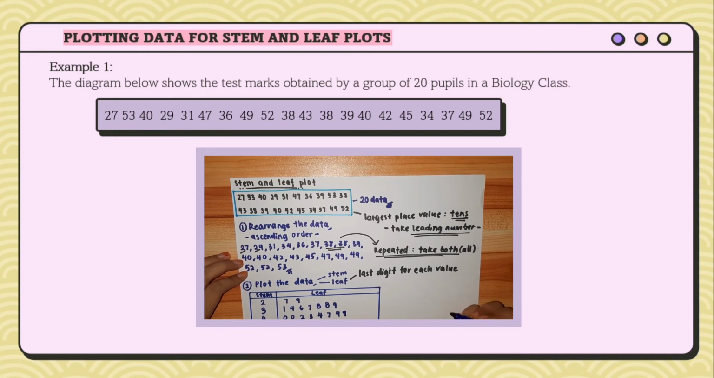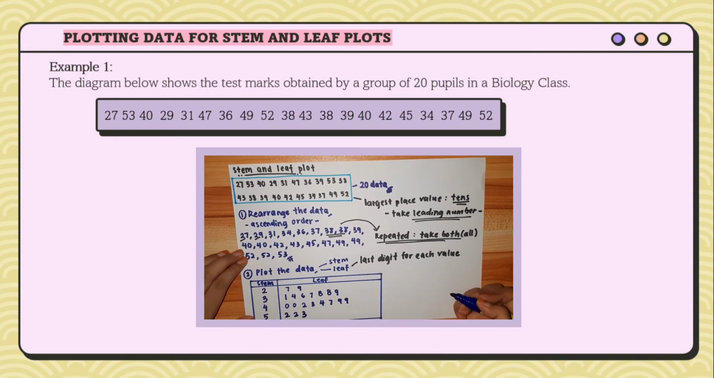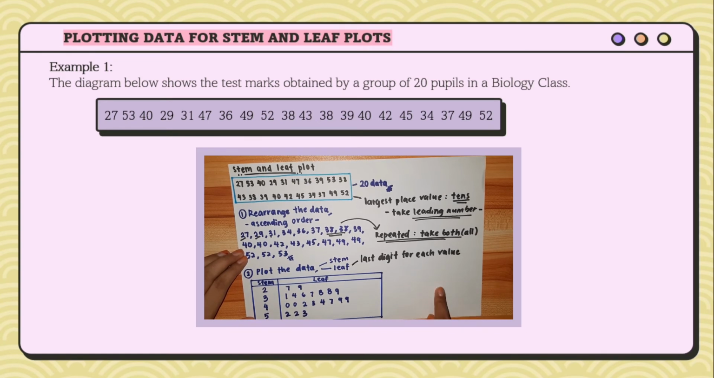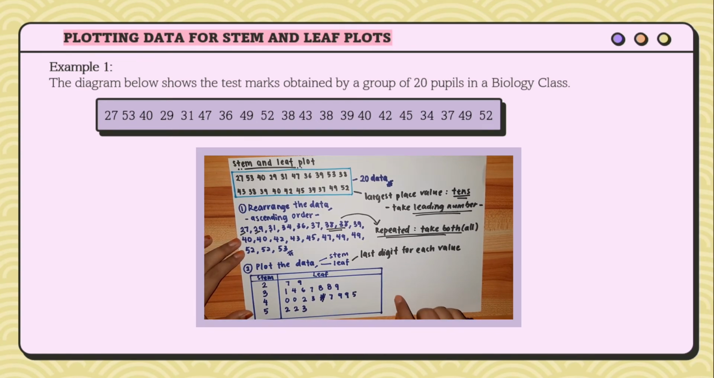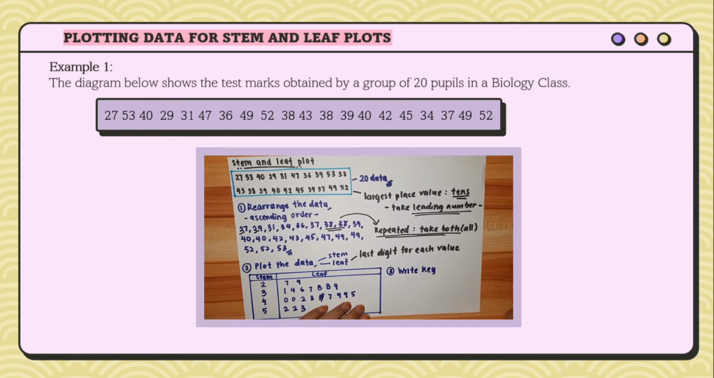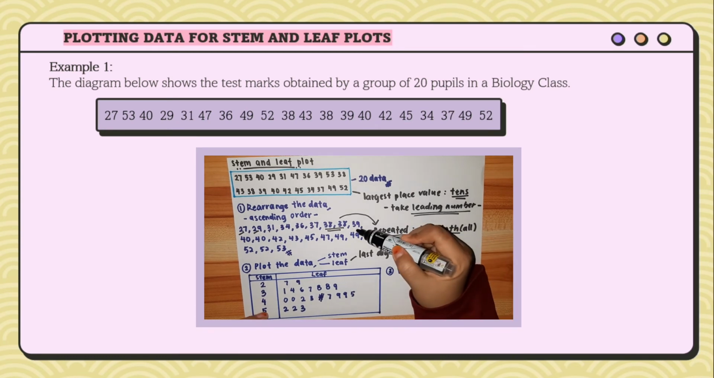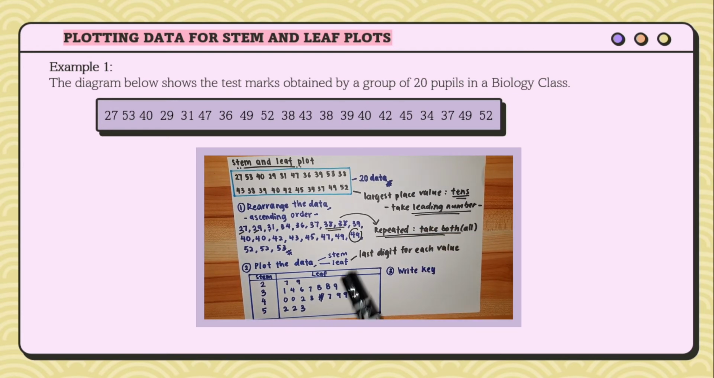After you done plotting all the data, please make sure that you already plotting all the data given. After we done plotting and recheck our data that we had plot, we had to write down the key on how to describe or to read the data that we have plot. To write down the key, you can choose any number or any value in the data. Okay, for me, I want to choose number 49. So I choose number 49 and then we write down key.